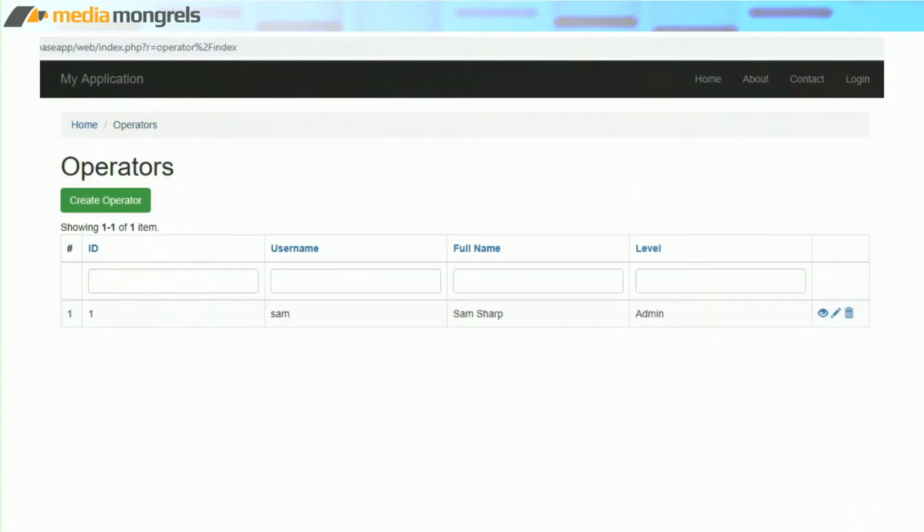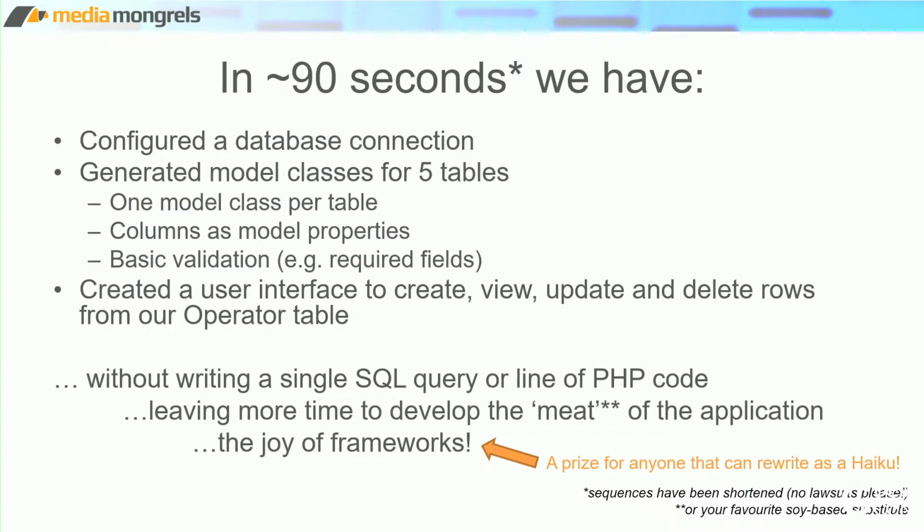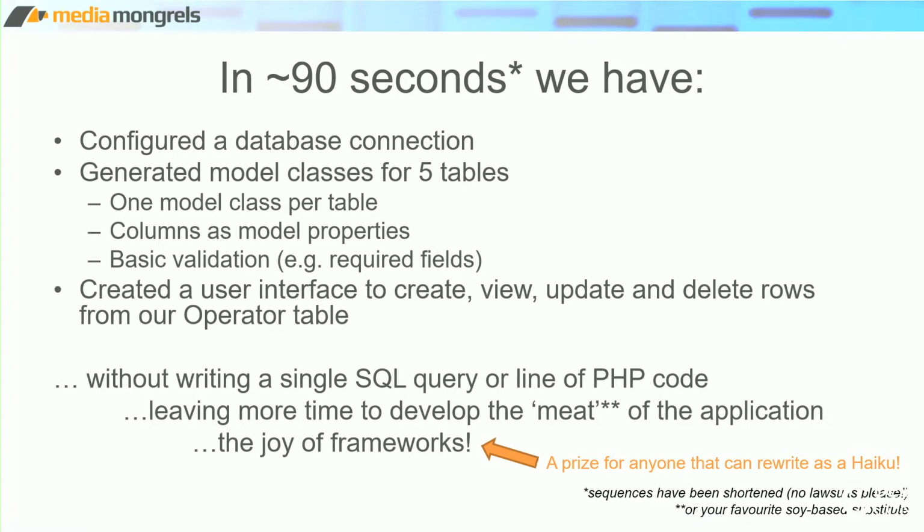So we've created all of that code for these tables in a pretty short amount of time. To recap, we've fit in that 90 seconds. Sequences have been shortened a little bit for the sake of time. What we've done is configure a database connection and create model classes for 5 tables. One model represents one table in your database, but I'll come on to that in more detail. The columns are our model properties, and it's already doing some basic validation: if a field is required in the database, it's required on the user interface as well.